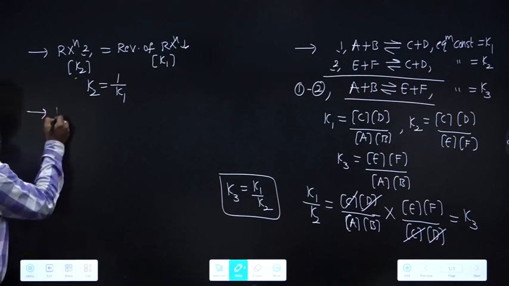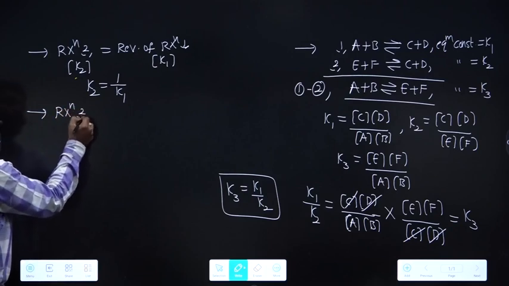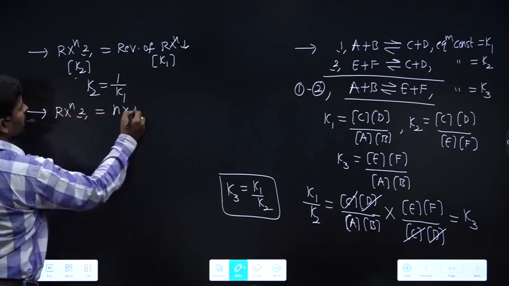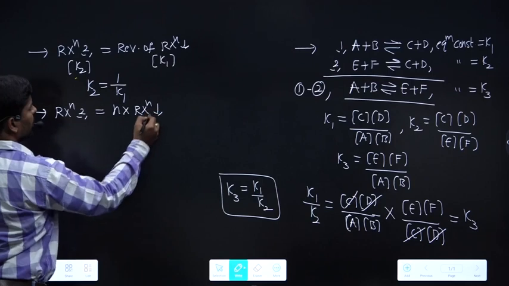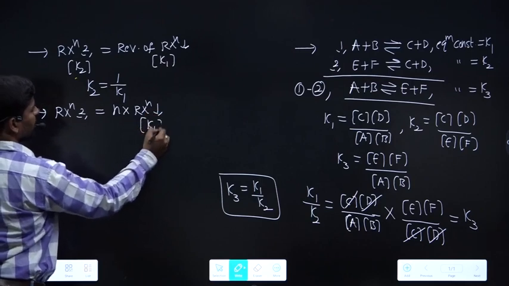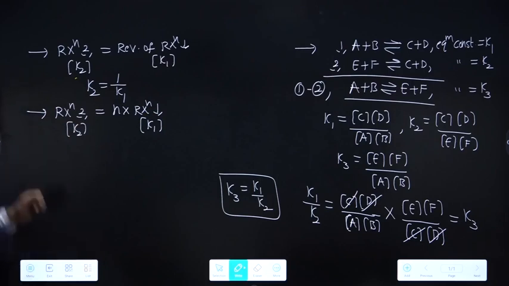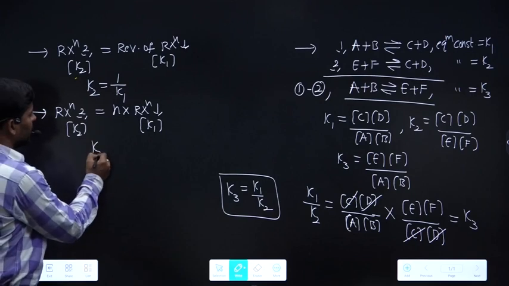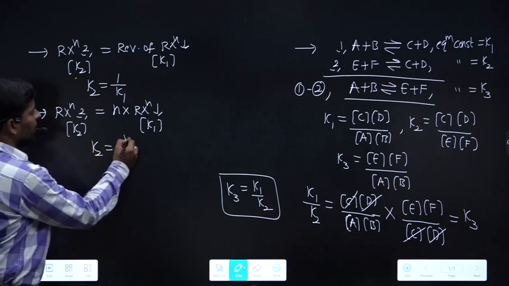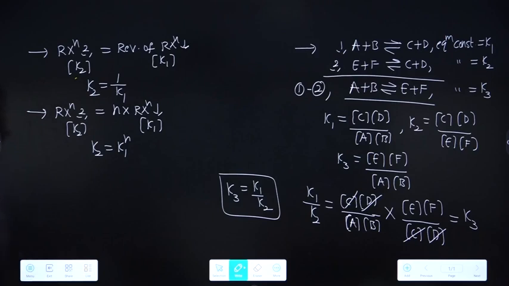Next one. If reaction 2 is equal to N into reaction 1, for reaction 1 the equilibrium constant is K1 and for reaction 2 the equilibrium constant is K2, then what is the relation between K1 and K2? K2 is equal to K1 power N.